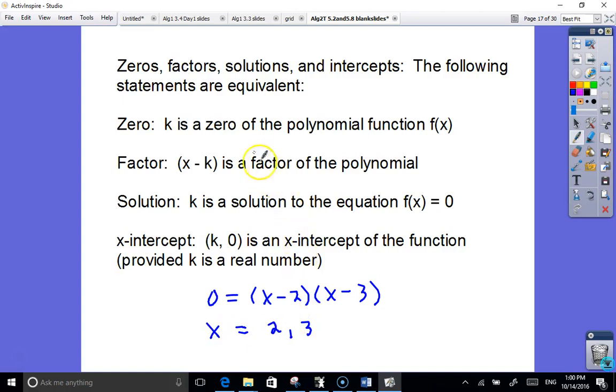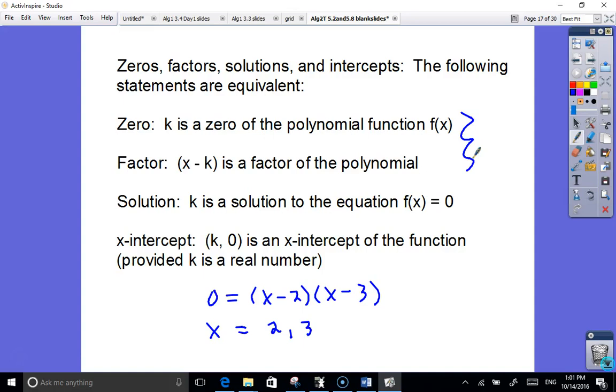So we would say that if k is a zero of the function, then x minus k is a factor of the polynomial. If 2 is the solution, then x minus 2 must have been the factor. If 3 is the solution, then x minus 3 must have been the factor. So these things are really saying the same thing. Or it says that k is the solution to the equation f of x equals 0, which is what we've already got.